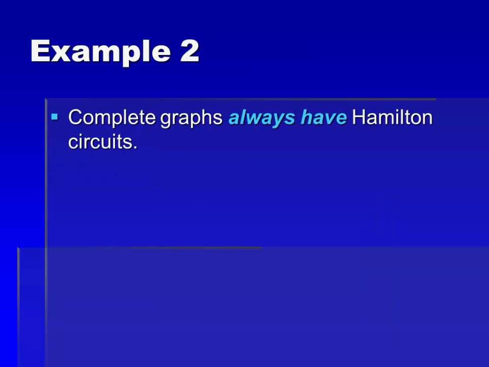Now, complete graphs always have Hamilton circuits. Again, back when we were looking at Euler circuits, our big question was, was there a circuit or wasn't there? With a complete graph, we're always going to have Hamilton circuits, and in fact, we're going to have more Hamilton circuits than we know what to do with. The question for us is going to be, which is the best Hamilton circuit?